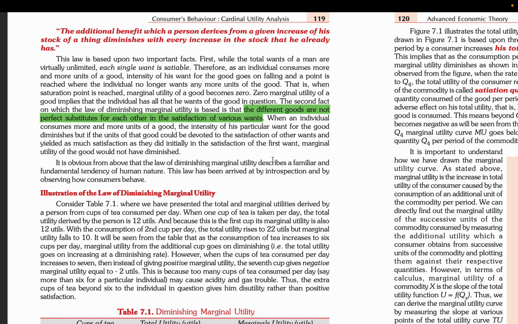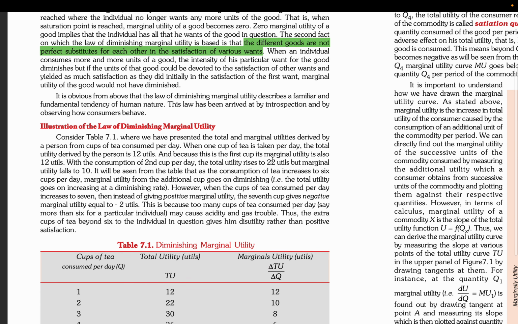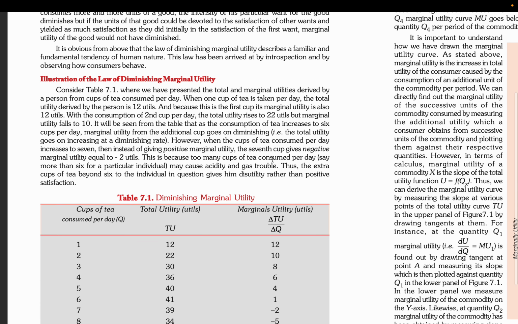It is obvious from above that the law of diminishing marginal utility describes a familiar and fundamental tendency of human nature. This law has been arrived at by introspection and by observing how consumers behave. Like I just said, derived from your own mind. You can do this experiment on yourself and you get the same results. Now, to illustrate this, we present the total and marginal utilities derived by the person from cups of tea consumed per day. When 1 cup of tea is taken per day, the total utility derived by the person is 12 units here.